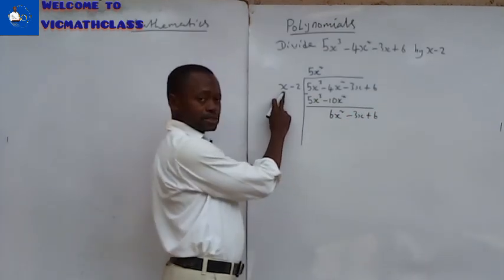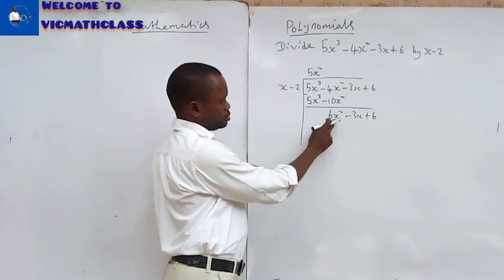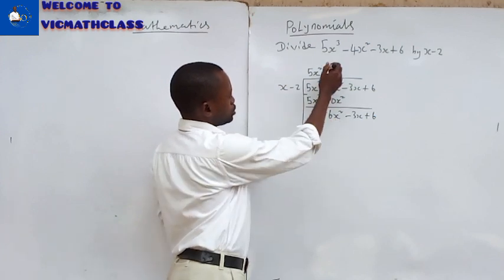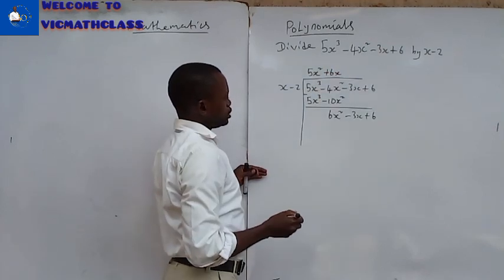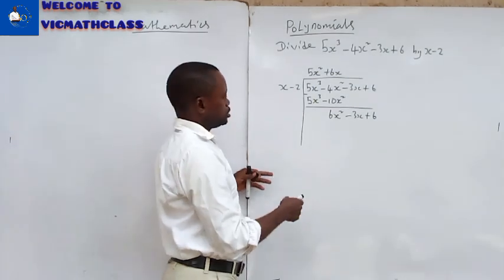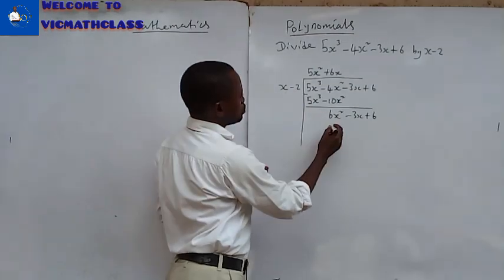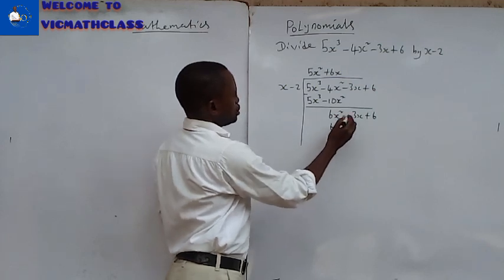So we take another procedure again. X divide this, that will give us plus 6x. X divide this. I did a demo previously. So we have this, then this times this will give us 6x squared.